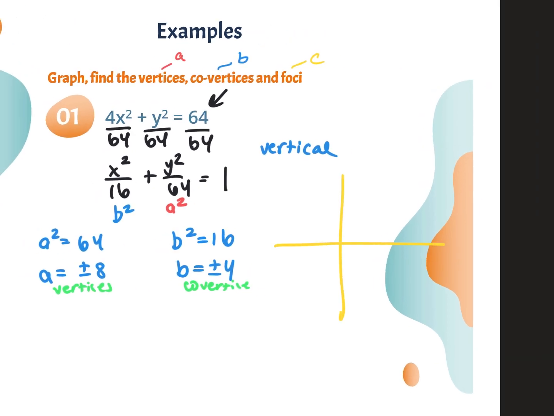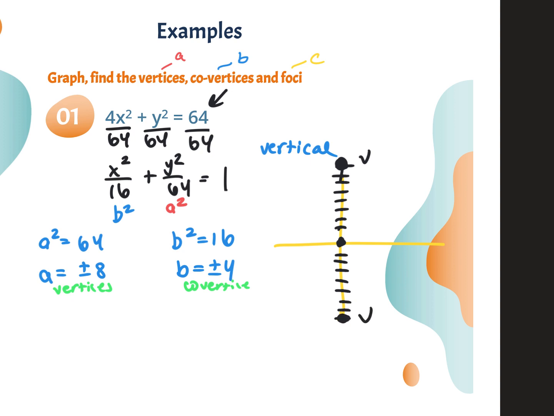Where is the center of this ellipse? It's at 0, okay. What kind of ellipse did we say it was? Vertical. So your major axis is going to be which, the y or the x? The y. So I'm going to go up 8. 1, 2, 3, 4, 5, 6, 7, 8. That's a vertex. And then I'm going to go down 8. 1, 2, 3, 4, 5, 6, 7, 8.